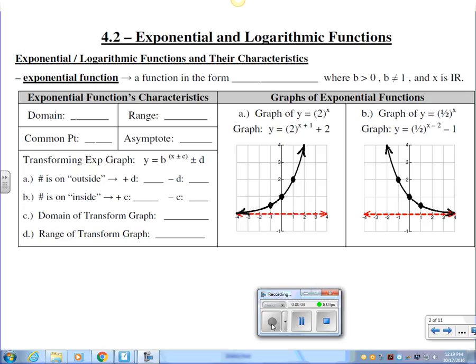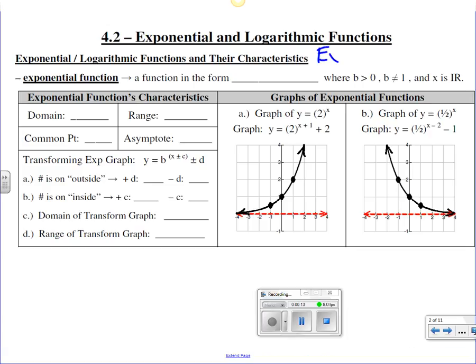This lesson is on exponential and logarithmic functions. Exponentials and logs are inverses of each other, so they have similar characteristics in opposite fashion. So exponential and logs are inverses.